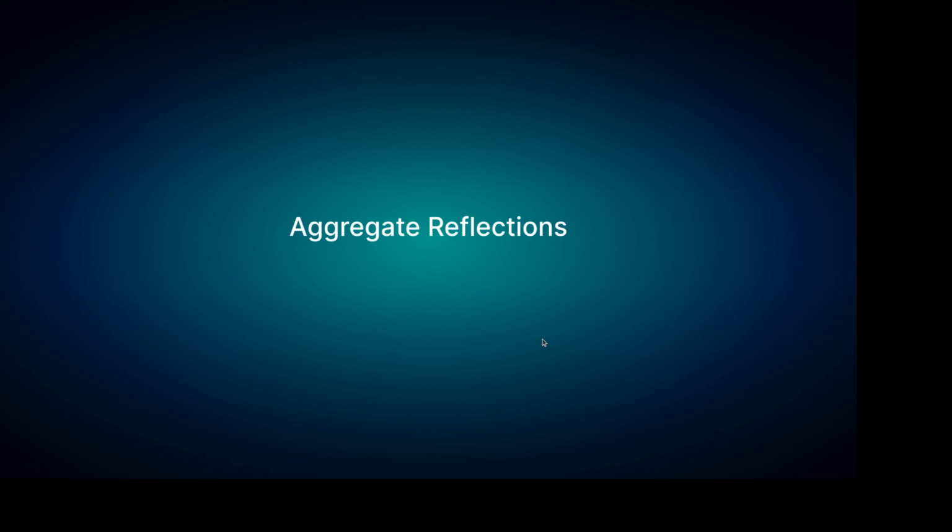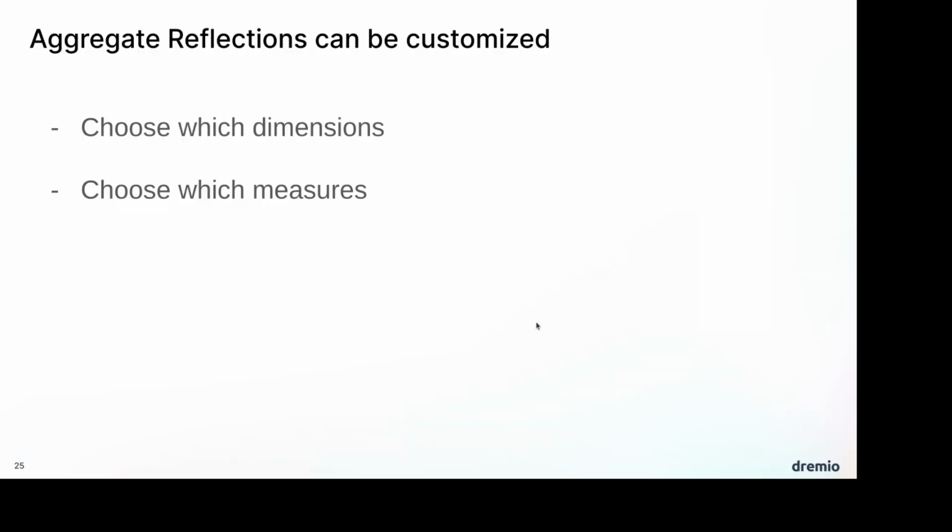Now, aggregate reflections, which is the other category of reflections, here you get to choose two things. Which dimensions? These would be the things that you would group by. So if I'm thinking sales by department, I'd group by department. So those are your dimensions. And then your measures are the things you're counting. So this is what I put like count sales, average sales in my SQL query.